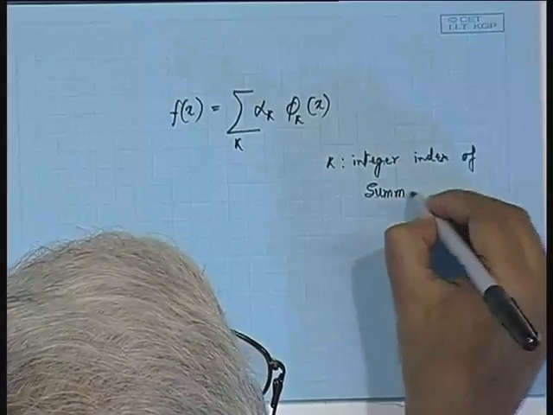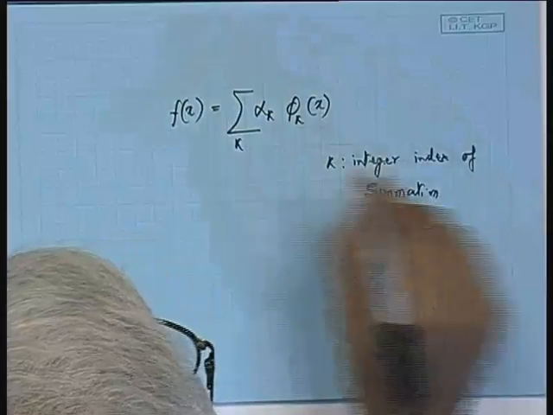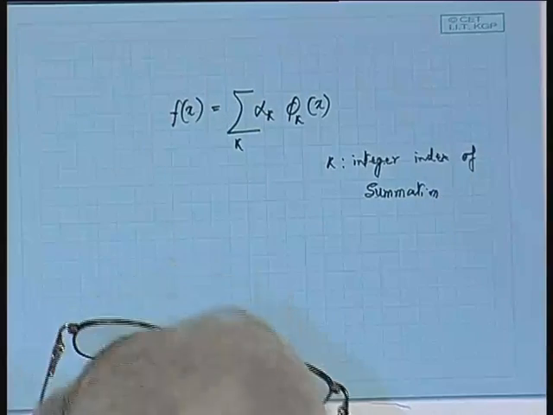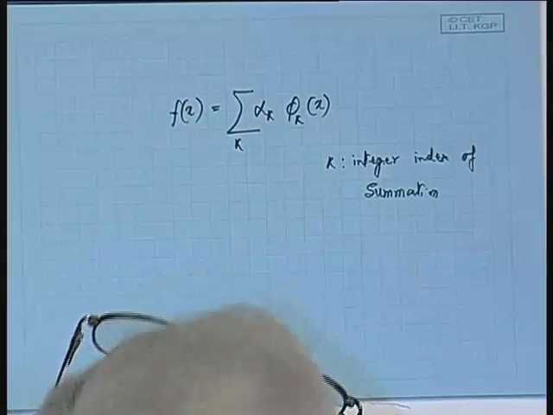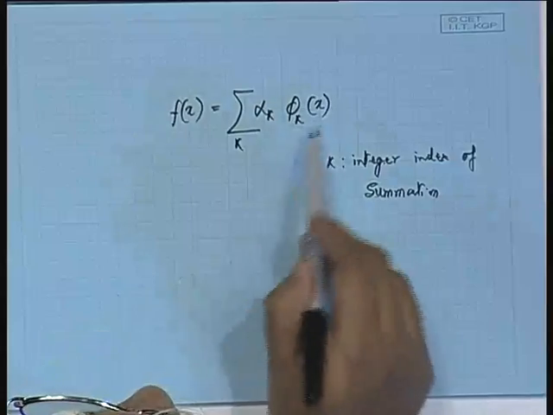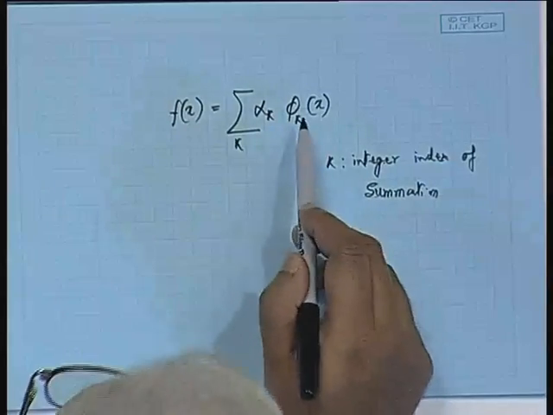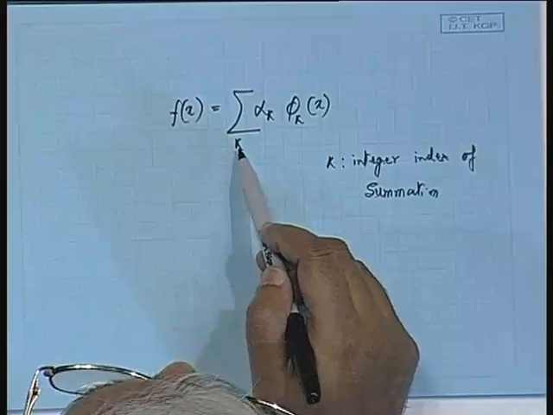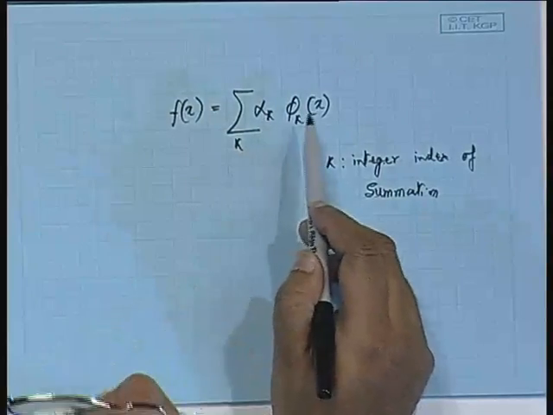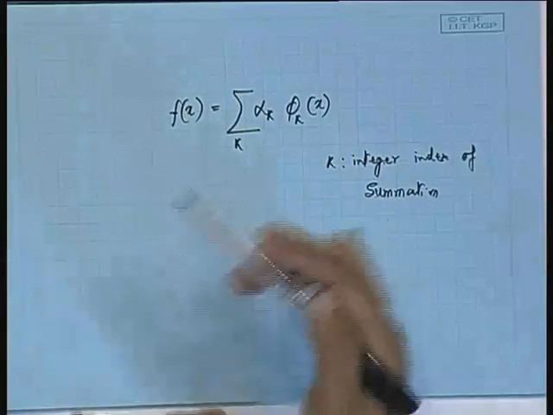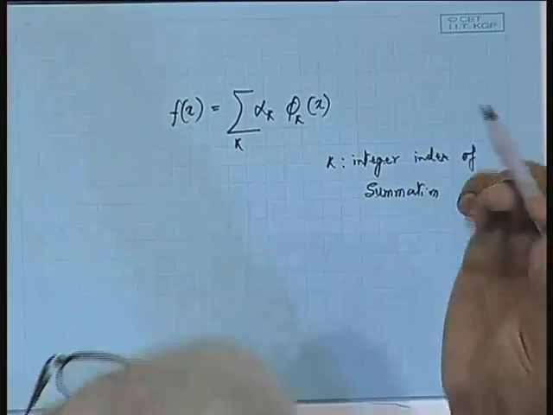So, what I mean to say is that the real valued function f x will be approximated by a series summation of a set of functions given by phi k's. When k is equal to 1, it is alpha 1 phi 1. When we go in for k is equal to 2, it is alpha 2 phi 2 and so on.